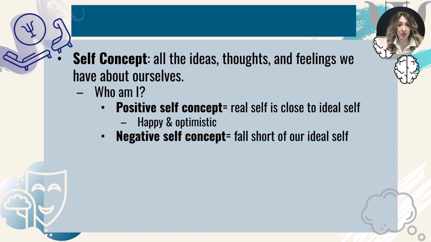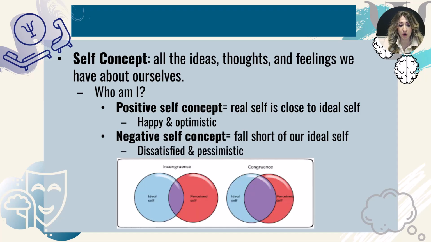There's also a negative self-concept. So if you are always getting the opposite of unconditional positive regard, so conditional positive regard, where people are like, I will only accept you if you do this, or they're not genuine with you, or you don't have empathy, right? This can make you have a negative self-concept where your real self and your ideal self are very far apart, right? And this leads to being dissatisfied and pessimistic about the world around you.